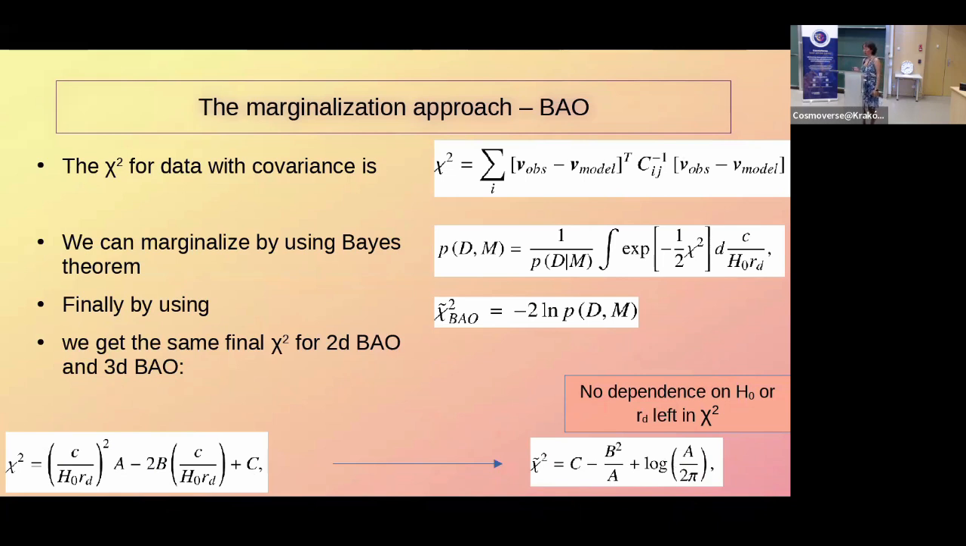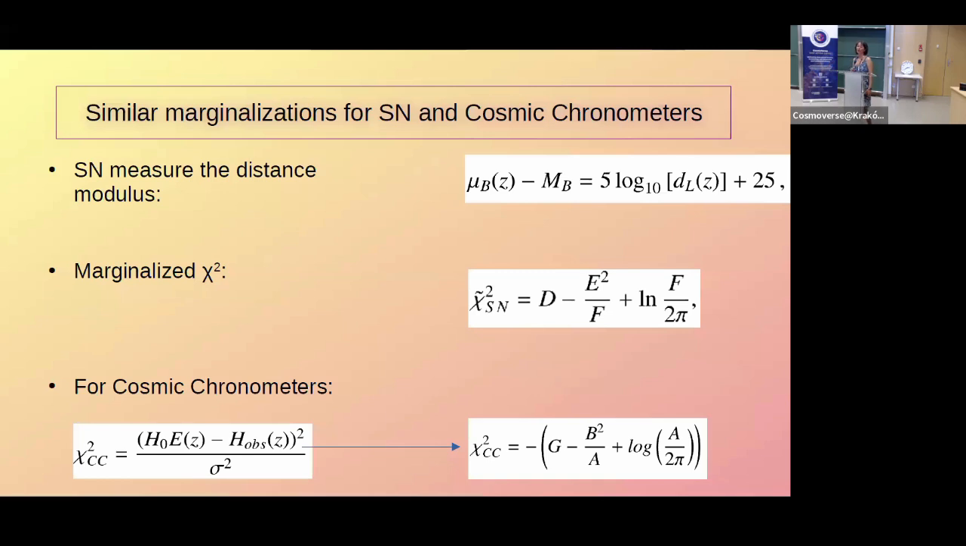Then we can focus only on the other parameters that we want to examine in more detail and without any calibrations. This chi-square works for both 2D and 3D BAO data. I mention this because we're going to use it next. Then we can also do similar marginalizations for the other quantities that we have in our data sets. So we have marginalization for the distance modulus.